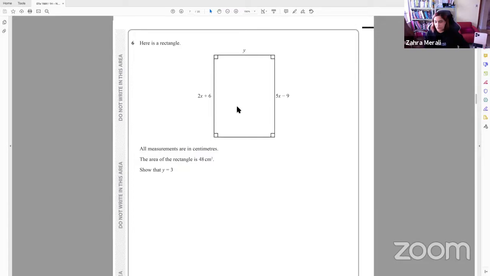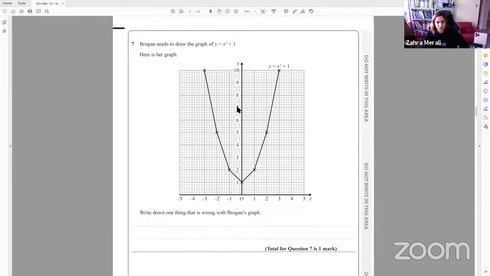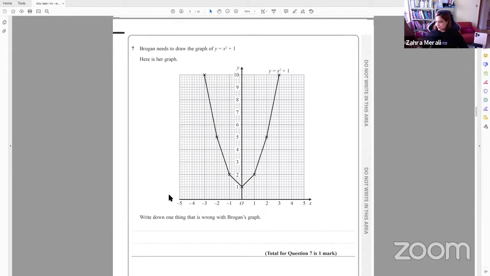Right, question 7. Right, only 1 mark, and we've got a graph here, and it's saying what is wrong with this graph. Now, hopefully you can see that the graph is made up of straight lines. Whenever we see a curve, we expect it to be smooth. So we'd say he should have drawn a curve with smooth lines. So it shouldn't be these disjointed straight lines.